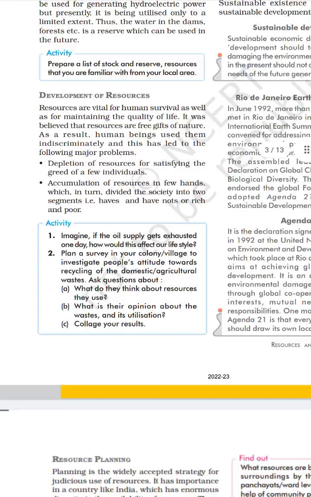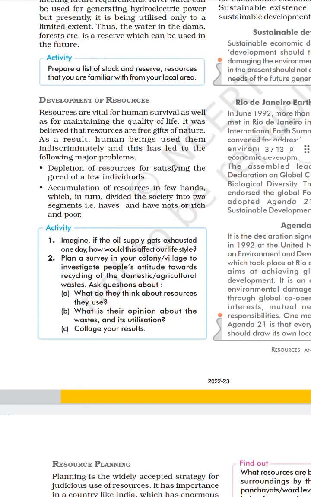Another activity: imagine if the oil supply gets exhausted one day, how would this affect our lifestyle? Second, plan a survey in your colony or village to investigate people's attitude towards recycling of the domestic or agricultural wastes. Ask questions about what do they think about resources they use. Second, what is their opinion about the waste and its utilization. Third, collate results.